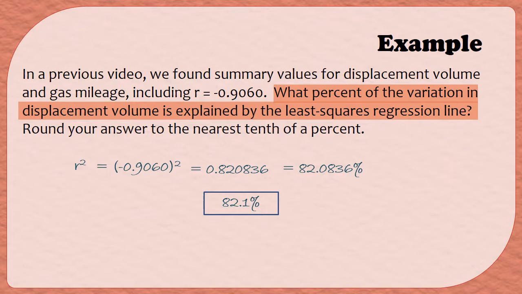What that means is that for the gas mileage that we were investigating throughout this series of videos, 82% of the differences in the gas mileage for those vehicles is explained by our least squares regression line, which means there's 18% that's unexplained. It's unaccounted for in the data that we examined. So there are some other variables in the background that are influencing the mileage other than just the displacement volume.